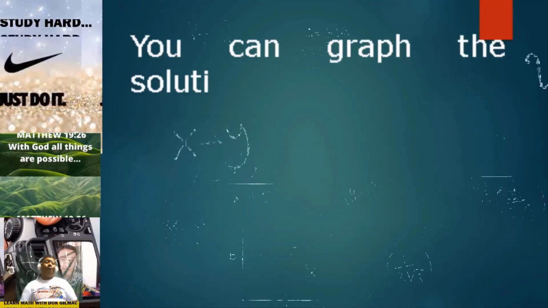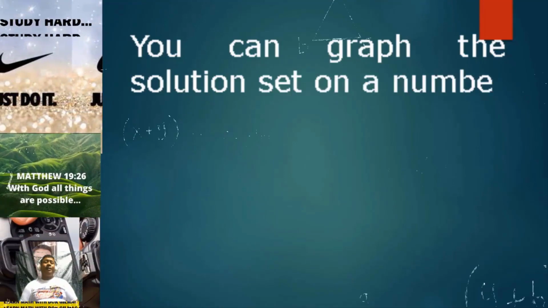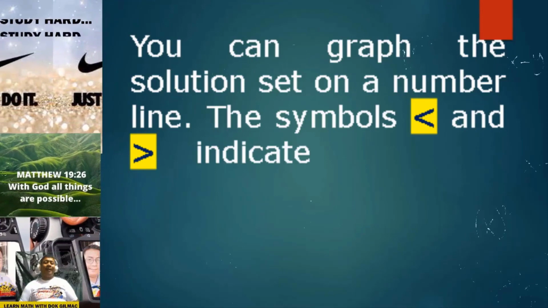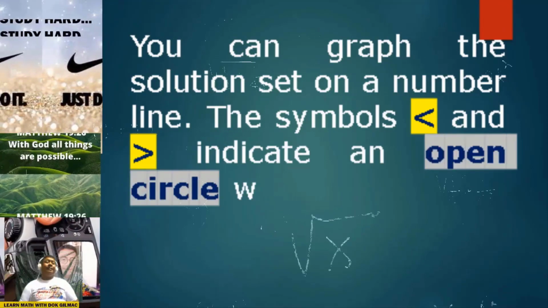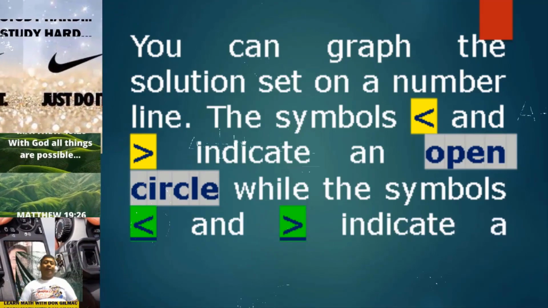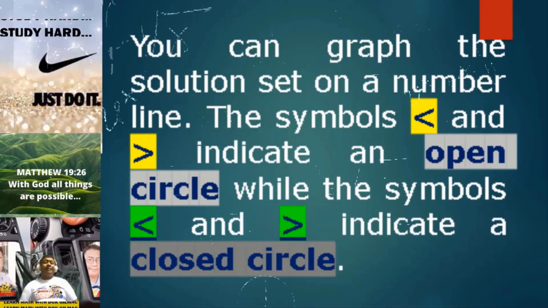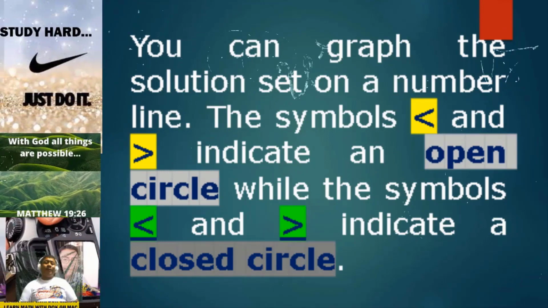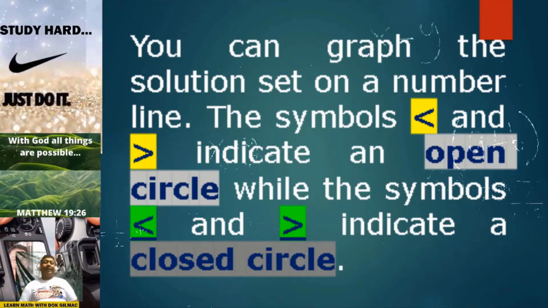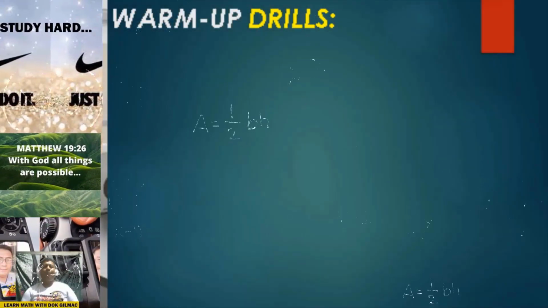You can graph the solution set on a number line. The symbols less than and greater than indicate an open circle, while the symbols less than or equal and greater than or equal indicate a closed circle. Consider a warm-up drill.